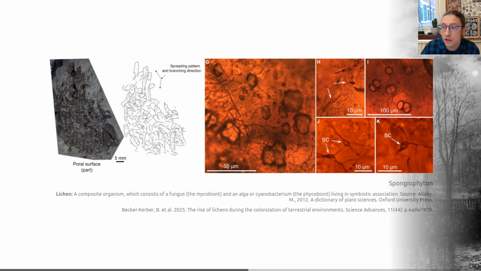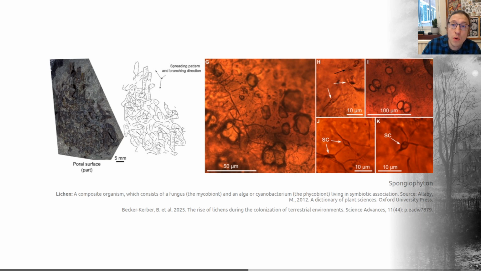Now, a lichen is actually a composite organism. It's not a single thing. There's a definition on the slide for you here. A lichen is a composite organism which consists of a fungus and an alga or cyanobacterium living in symbiotic association. So lichens are actually a combination of two different groups of organisms living together in a mutually beneficial relationship.